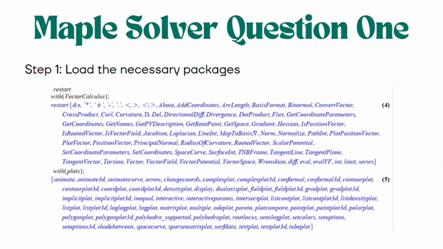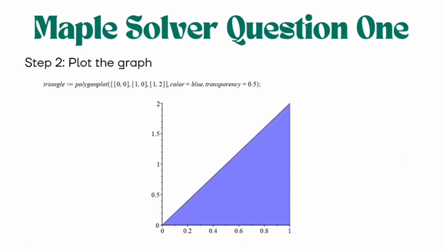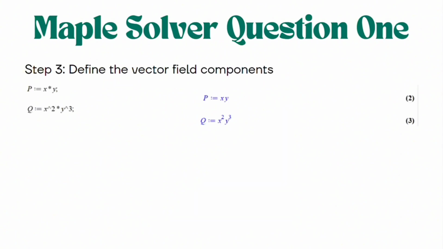Now I will explain how to solve the first question using Maple. The first step is we need to load the necessary packages by using with(VectorCalculus) and with(plots). The second step is we need to plot the graph, which is triangle equal polygonplot (0, 0), (1, 0) and (1, 2). The third step is we need to define the vector field components. We set P equal xy and Q equal x squared times y cubed.